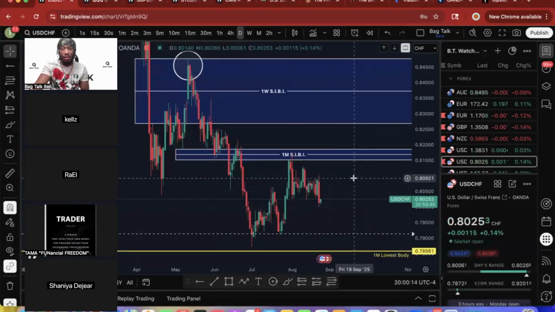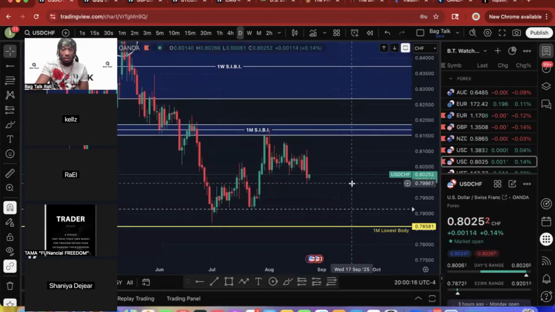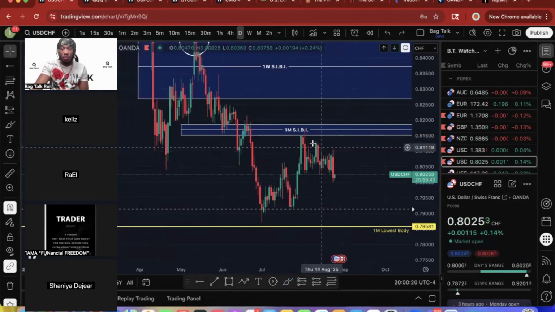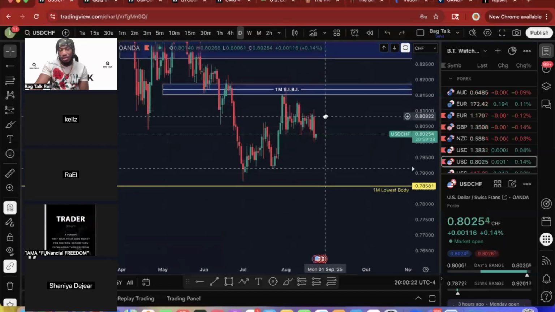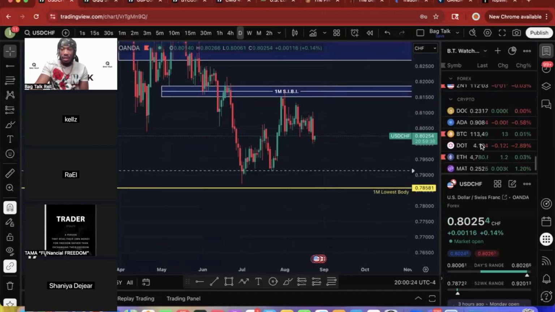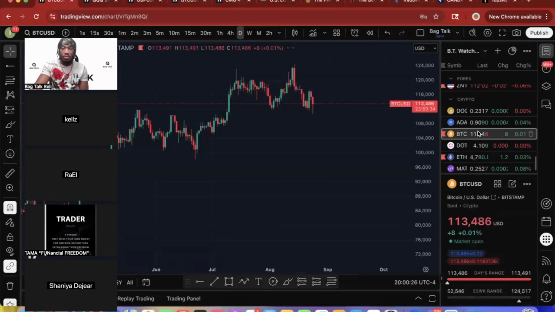Look at this other dollar pair. This is the daily chart, my people. You see what I mean? Daily chart is nothing to talk about. We rejected this monthly SIBI. Yeah, that's cool, but nothing really to talk about. Move on to crypto. All right, crypto.